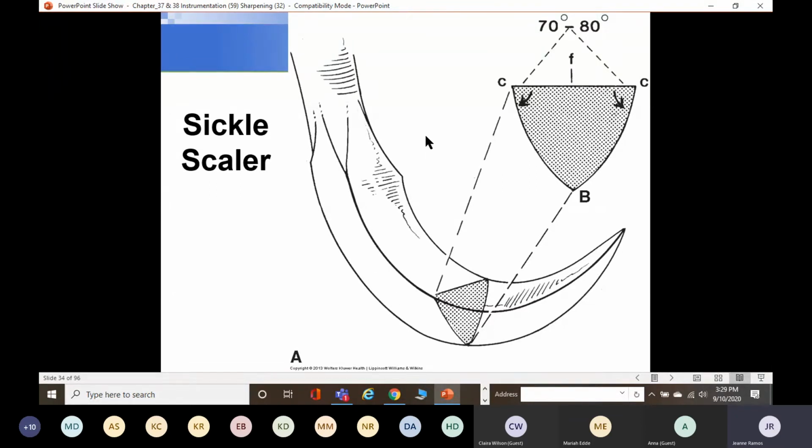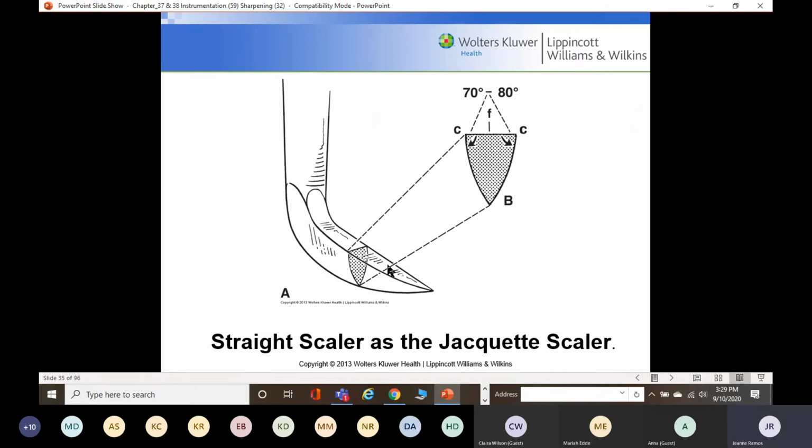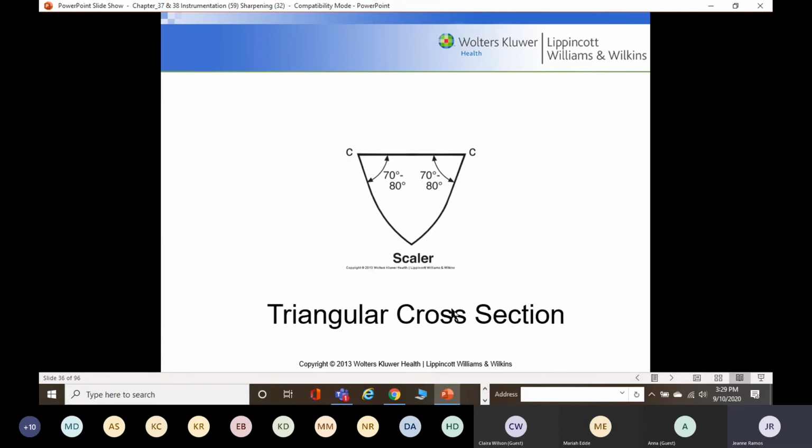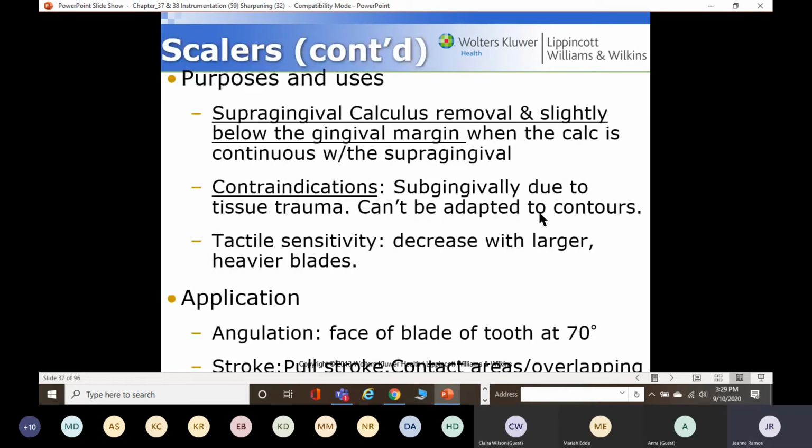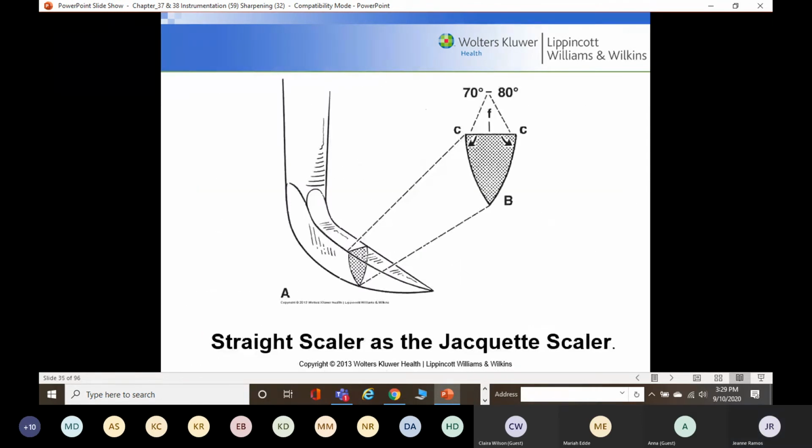Here's your face and sides. So the straight scaler, here's a straight scaler. It's just perfectly straight. There's no angles going this way or that way. Triangular cross section. Yeah, okay, there's the 70 to 80 degrees on those inside angles.